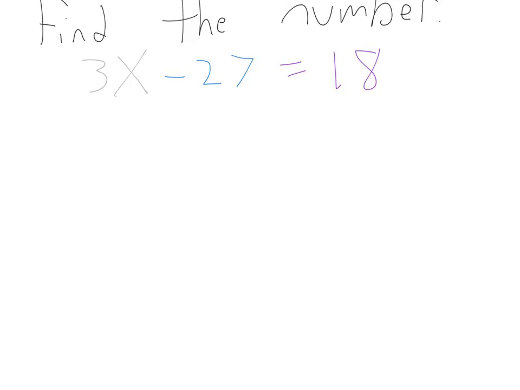Alright. If you add 27 to both sides, I'm just going to shorthand this because I know it's pretty basic. You get 3x is equal to 45. And if you multiply both sides by 1/3 or divide by 3, you get that the number is 15.